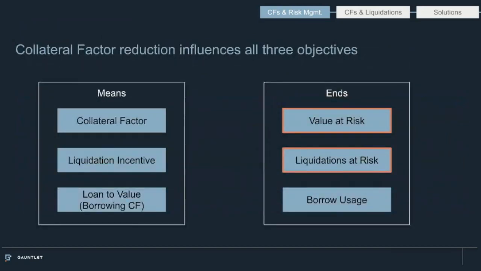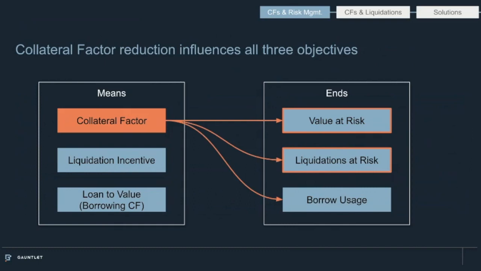Now, what can be done? So collateral factor reduction influences all three of our objectives. It is the best parameter that we have for taking risk off, and it can impact VAR and LAR in really meaningful ways.